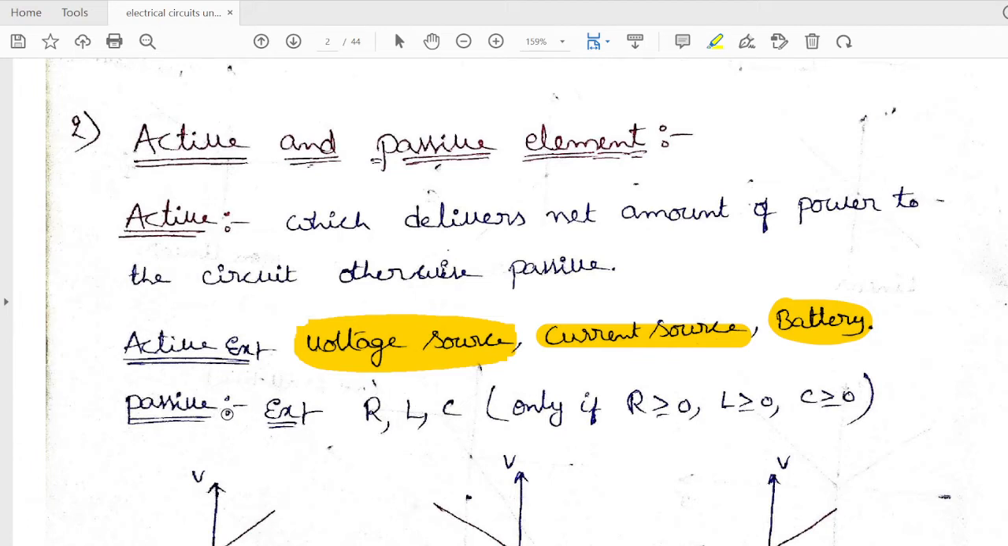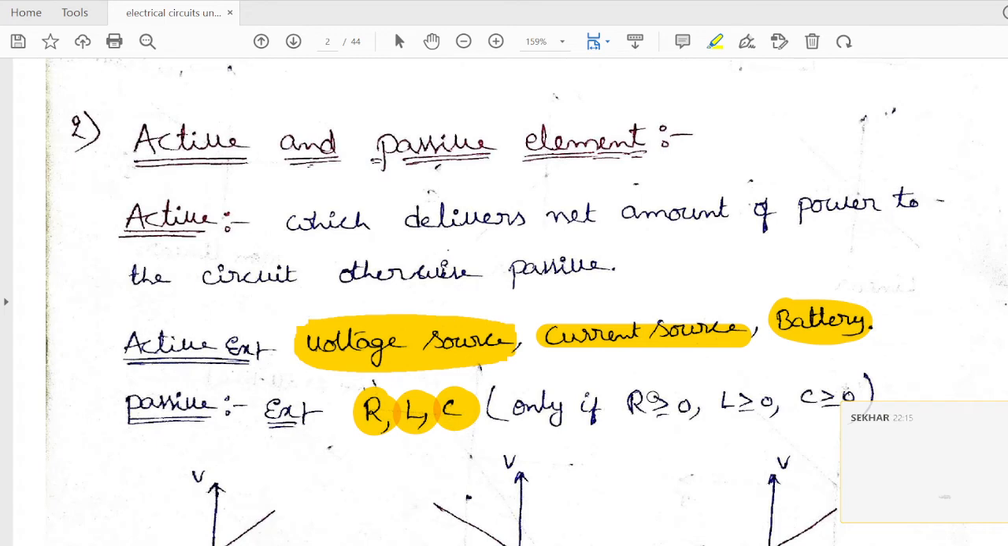Now let us see some of the examples for passive element. So an element is said to be passive if it is not able to supply power to the other elements in the circuit. So resistance, inductance and capacitance are the examples for passive elements.